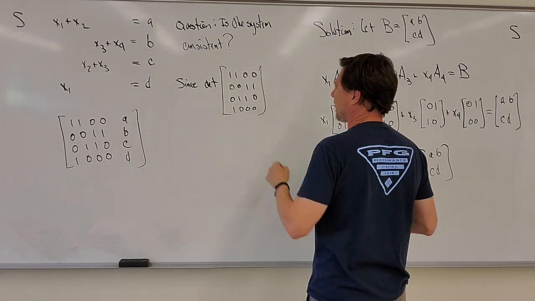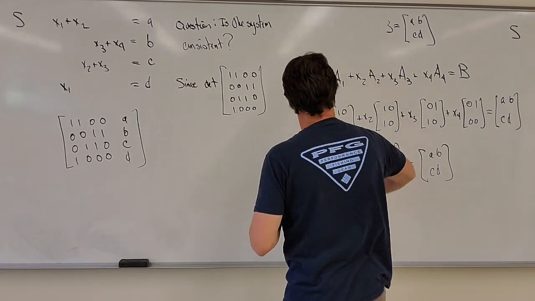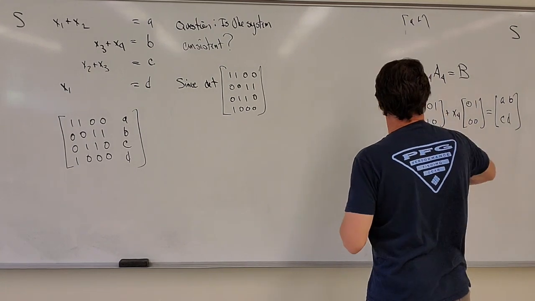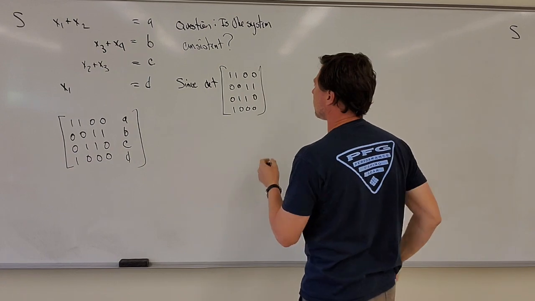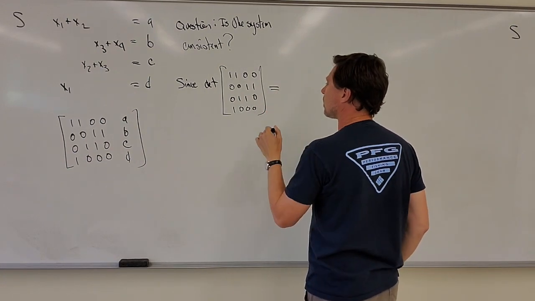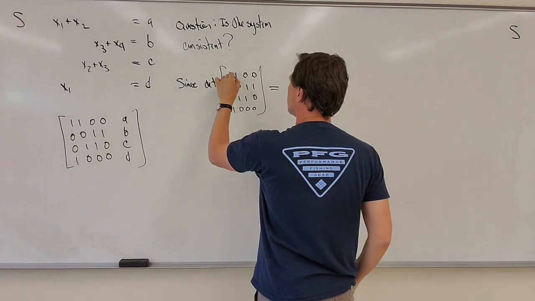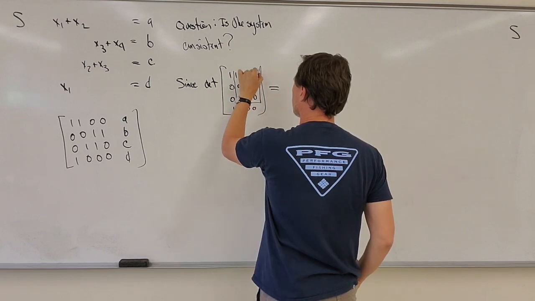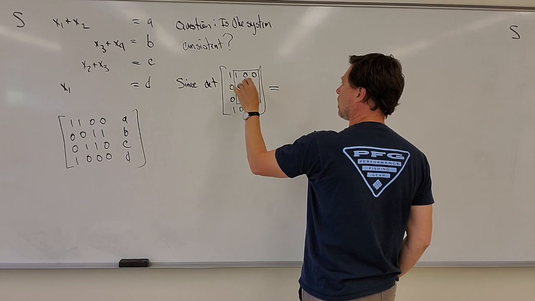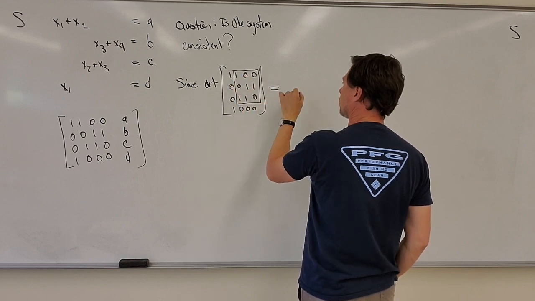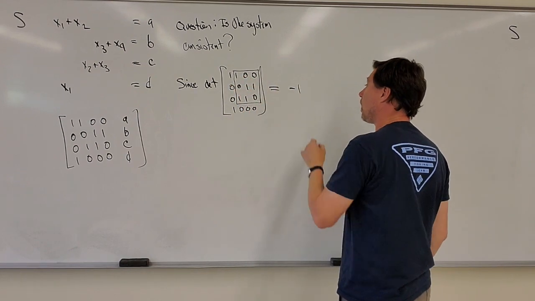And I'm going to expand about the bottom row there. That's the obvious choice. So let's see, that determinant is going to equal 1 times the determinant of that little 3 by 3 there. And so that will be 1 times minus 1. Right, so the determinant is equal to -1.